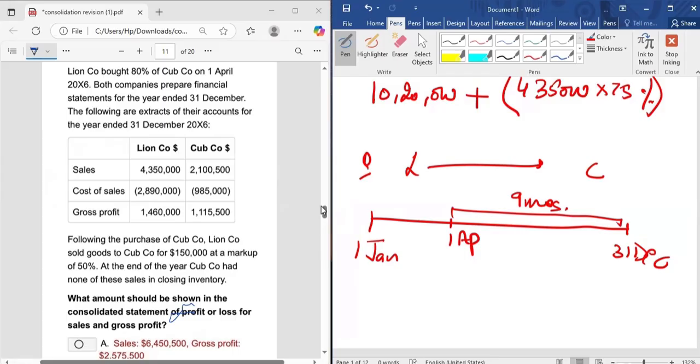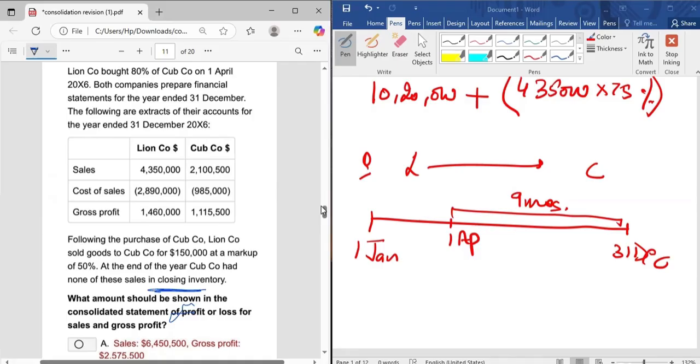So we have been given the sales, cost of sales, and gross profit. Okay. Following the purchase of Cub Company, Lion Company sold goods to Cub Company for $1,50,000 at a markup of 50%. At the year end, Cub Company had none of these goods in closing inventory. So this line is very, very important since the entire goods were sold.